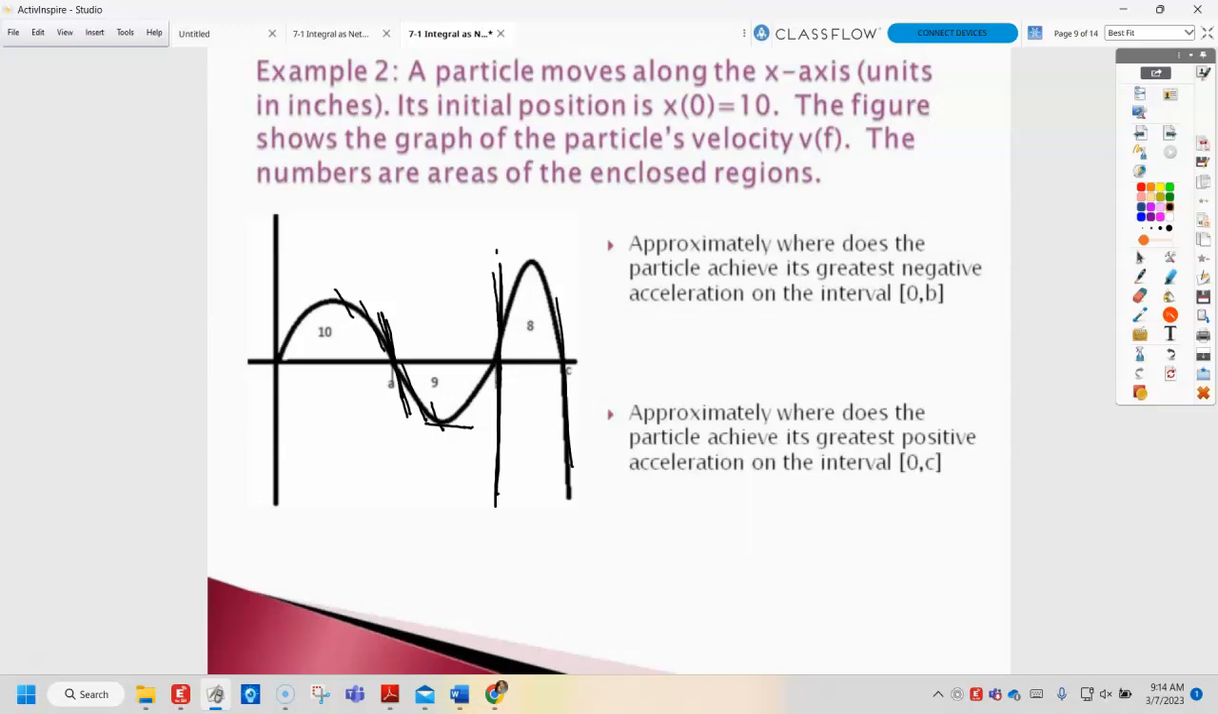And then where does it achieve its greatest positive? Well, that's going to be where it's the steepest. So I would say just after. And since we don't have numbers, just after. Makes sense? But that, again, that's like going backwards sort of towards derivative knowledge.